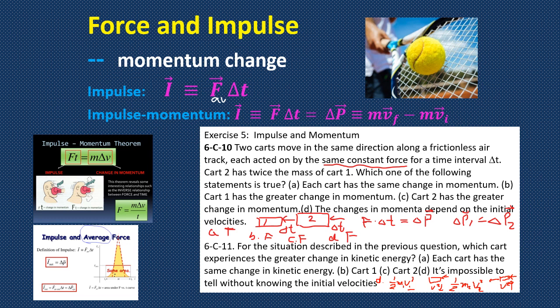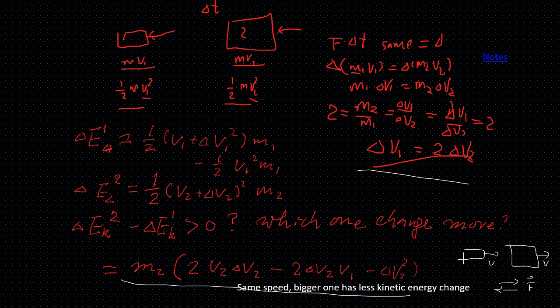So the kinetic energy change could be going up, could be going down, could be both going up, or this one going up and the other one going down, or vice versa, depending on the direction and relative to velocity, whether it's decelerating or accelerating, and so on. So the correct answer is D. So our choice is D for the previous question.